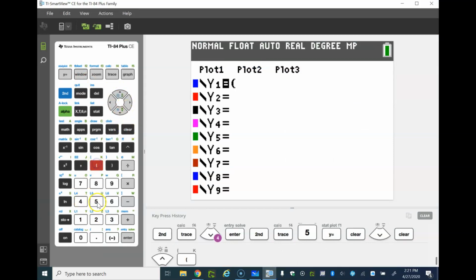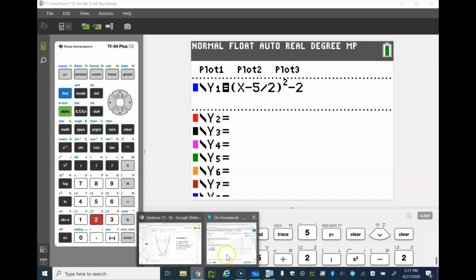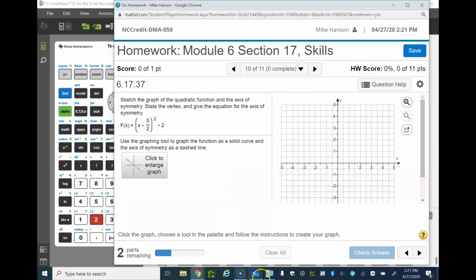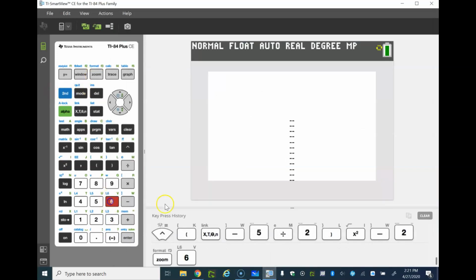So we have (x minus 5 divided by 2) squared, and it's going to be minus 2. Yeah, minus 2. So we're going to hit zoom 6. So this is what we have here.